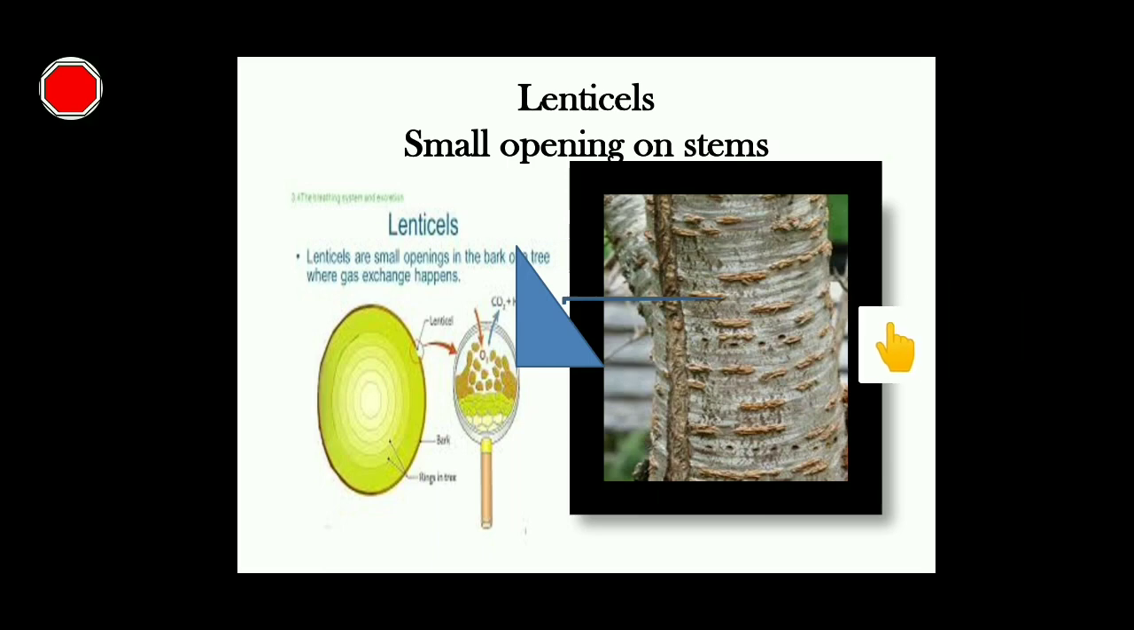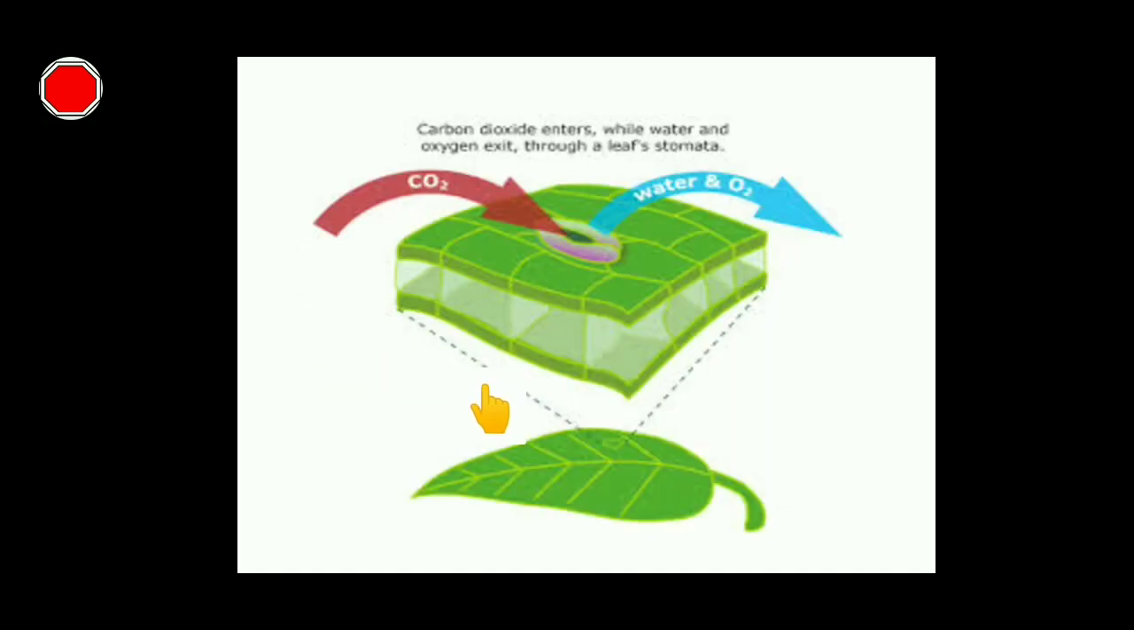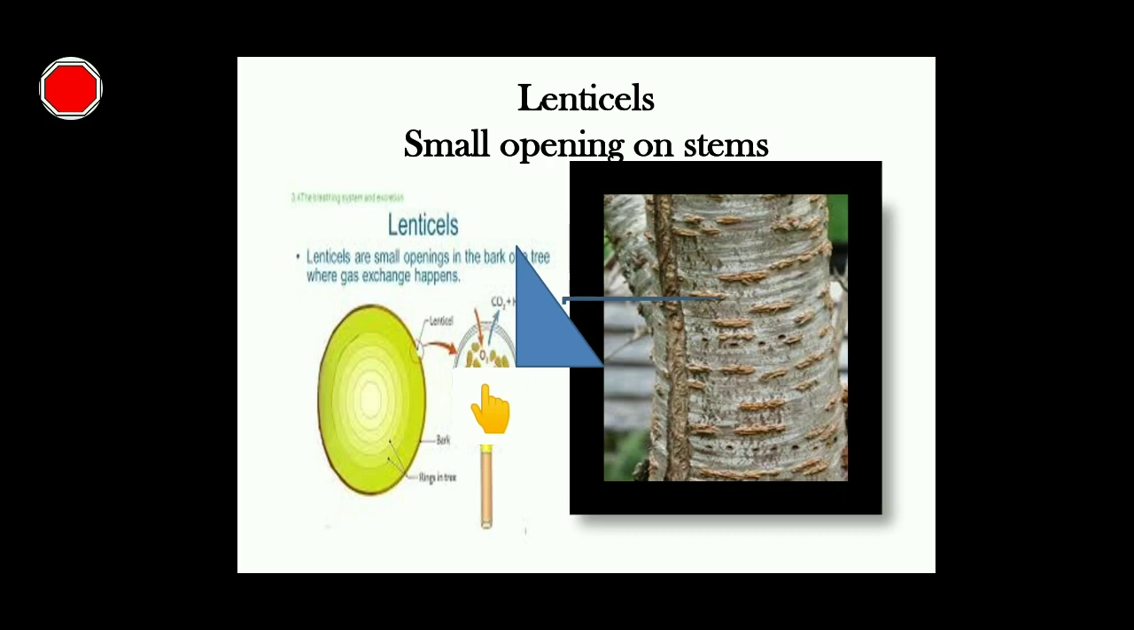In the case of stems, especially old stems, you will find tiny pores on the surface of the stem. These tiny pores are called lenticels. So these lenticels help plants exchange gases. So in the stem, the gaseous exchange takes place through lenticels.